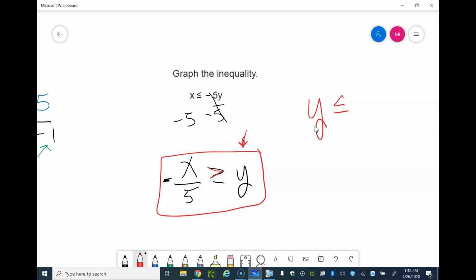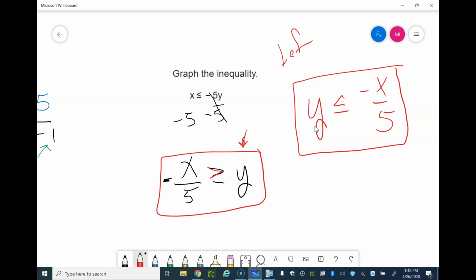So we've got to flip this inequality sign again, and then negative x over 5. So this is what I'm going to put into my calculator to find my two ordered pairs. I would suggest you always keep the y on the left side. So if you flip it, just make sure you flip it again. But you still have to flip it if you divide by a negative number. So make sure you write those two little things down so you won't forget.